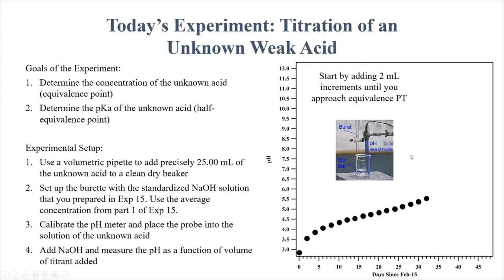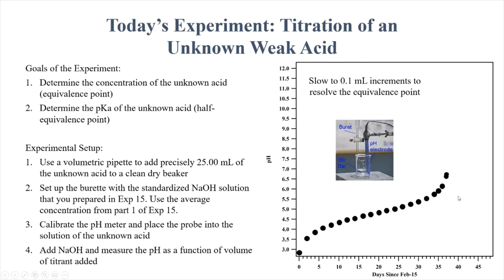Now, as we approach the equivalence point, we've got to slow down a little bit because this is going to rise very quickly. So the next thing we're going to do, if you watch the curve, is start to take 1 mL increments. You can see that we start to do 1 mL increments, and now it's going up really fast. So we're going to slow down even more when we get toward the equivalence point because we want to get a lot of data points as we go through the equivalence point.